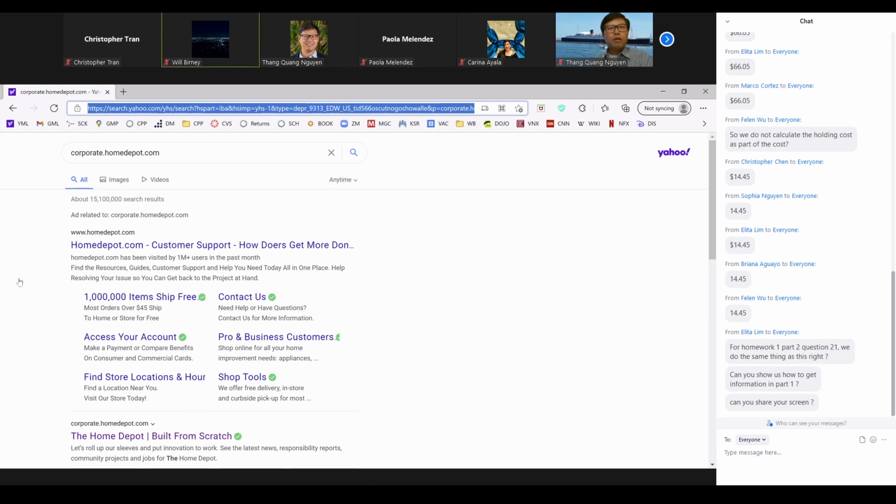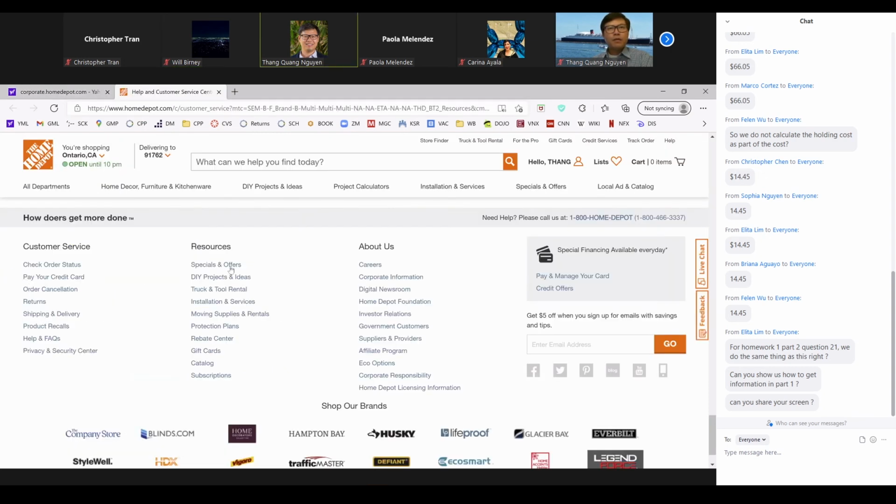If you scroll down a little bit, you can find corporate information, okay? So actually the site is corporate.homedepot.com. For Lowe's it is corporate.lowes.com, right? And then you would look for investor relation. And then you would go down here, fiscal year 2020 10K, right? That's the data you need to look for, the 2020 annual report.